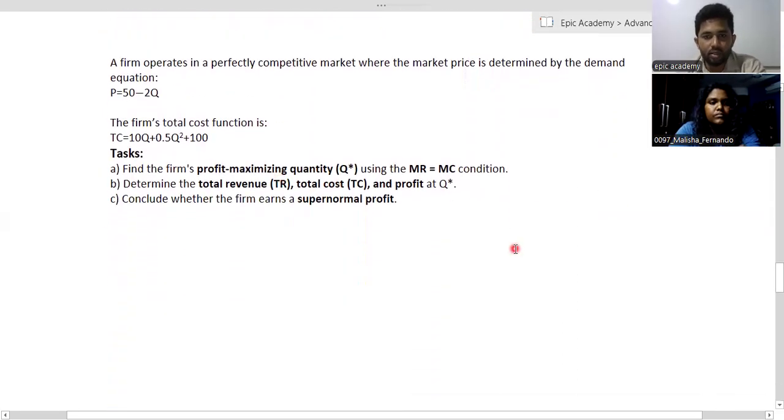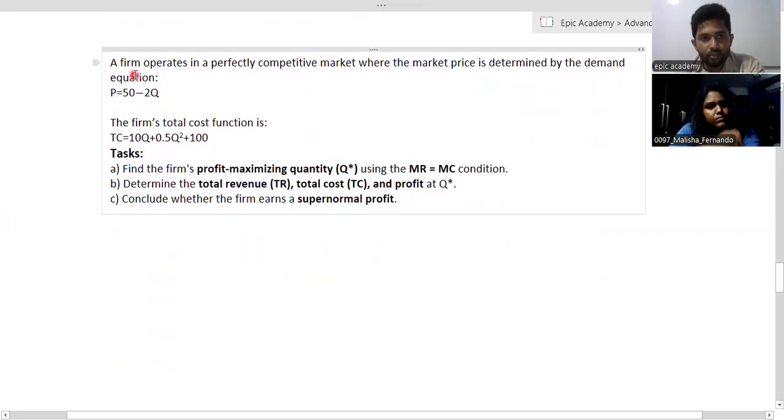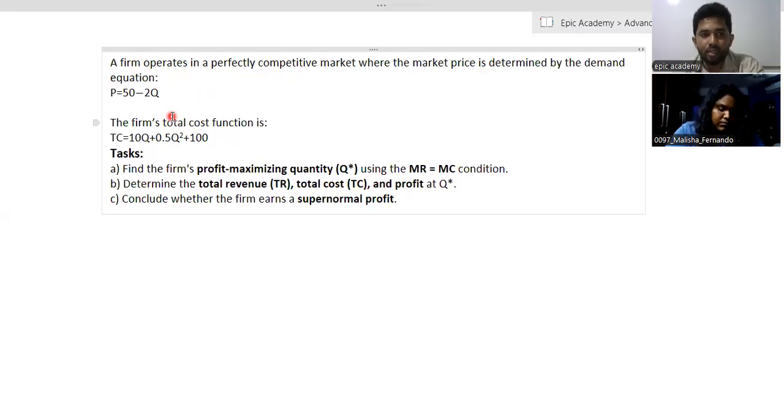Okay. We've got example calculations. A firm operates in a perfectly competitive market, where the market price is determined by the demand equation P equals 50 minus 2Q. Okay. That means Q equals 50 minus P, something like that.